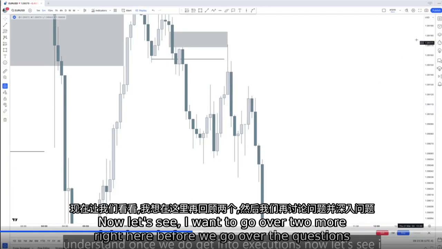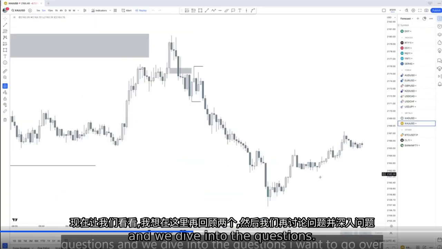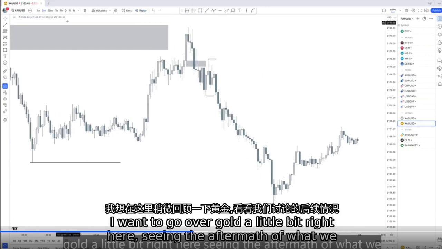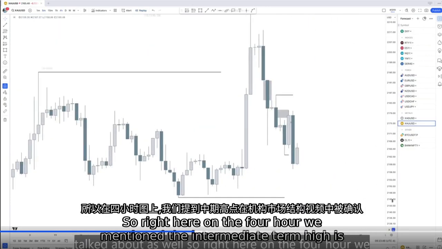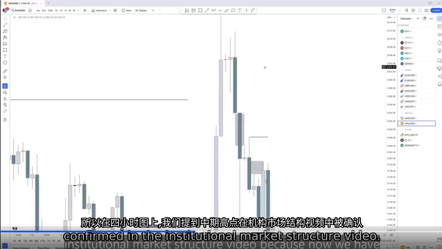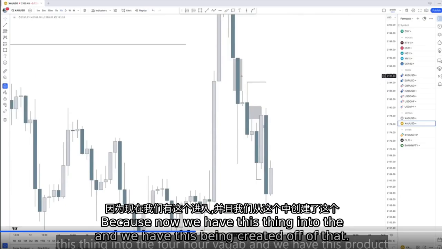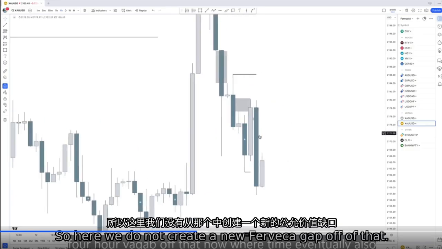Now, let's see. I want to go over two more right here before we dive into the questions. I want to go over gold a little bit right here, seeing the aftermath of what we talked about as well. So right here on the 4 hour, we mentioned the intermediate term high is confirmed in the institutional market structure video, because now we have this sting into the 4 hour fair value gap and we have this 4 hour fair value gap being created off of that. So here we do not create a new 4 hour fair value gap off that.